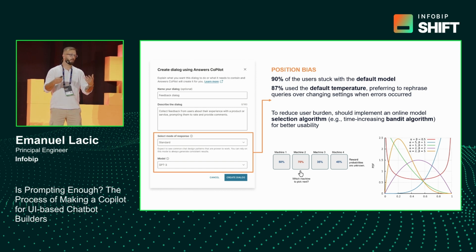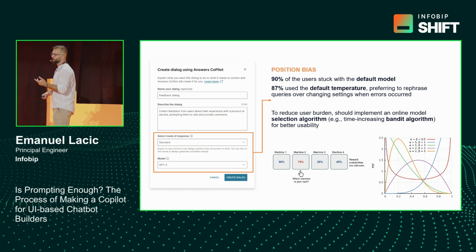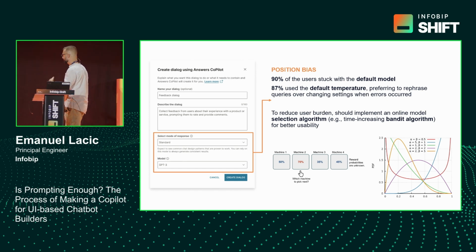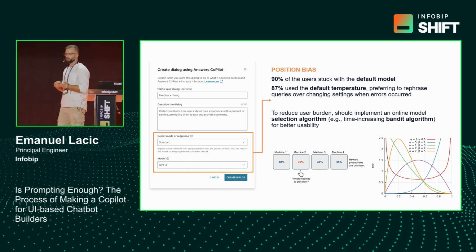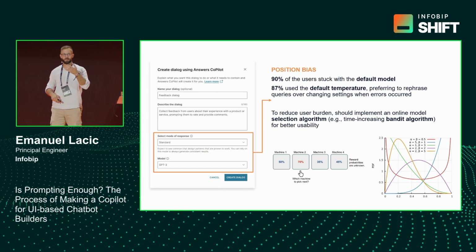And when they didn't get a satisfactory result or some kind of error, they just rephrased the question. So this tells us we have this position bias. The first thing in this drop-down list is going to be selected either way. People just don't care. They're lazy. I mean, I'm also like this. I'm just not going to look at it. I'm just going to pick it. So this basically tells us what we need to do when we now deploy such a Copilot. We have to reduce this burden on the user. So we need to maybe implement some kind of online model selection algorithm, for instance, multi-arm bandits, to achieve better usability.